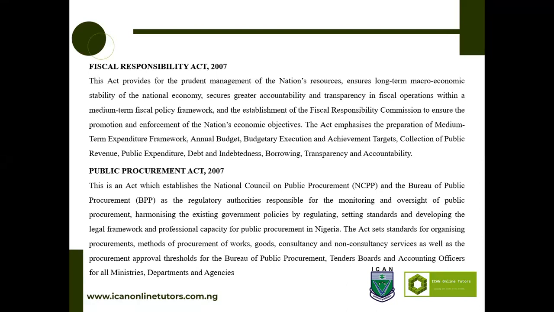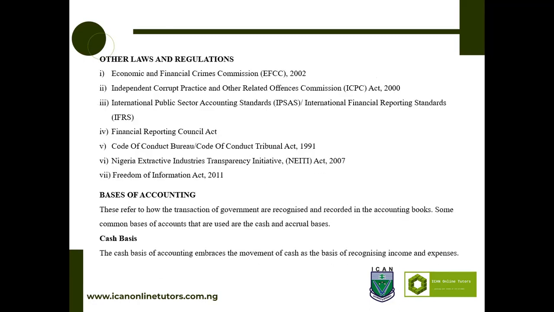So the act sets standards for organizing procurement, methods of procuring works, goods, consultancy and non-consultancy services, as well as the procurement approval thresholds. That is a limit. It also sets out a limit on procurement for the Bureau of Public Procurement, tenders boards, and accounting officers for all ministries, departments, and agencies.